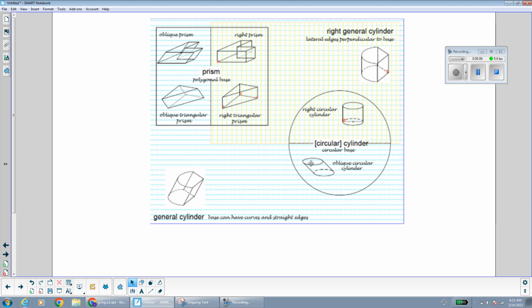Here's a little bit more about cylinders. We have two types of cylinders, right cylinders and oblique cylinders. What do you think is the difference between right cylinders and oblique cylinders?